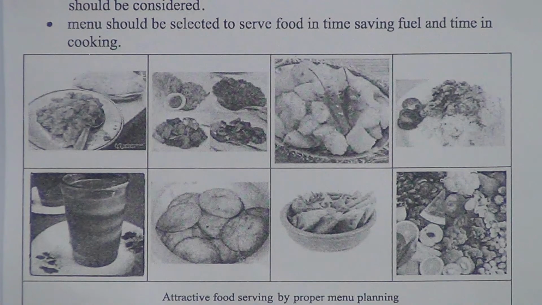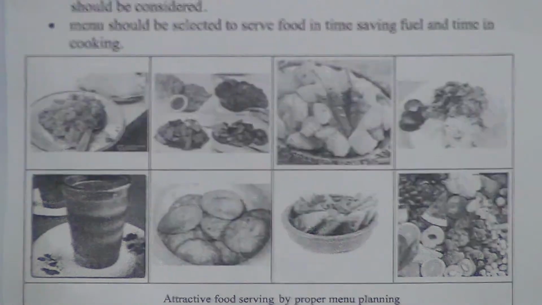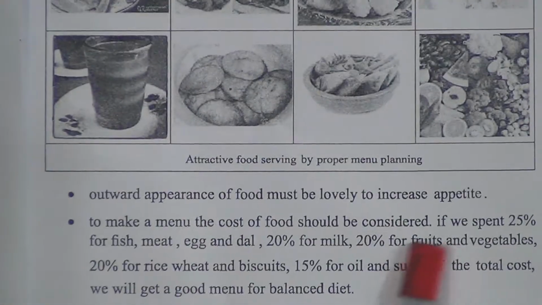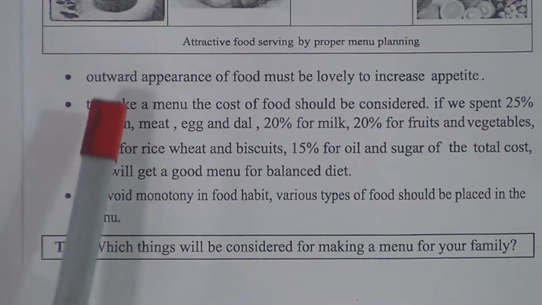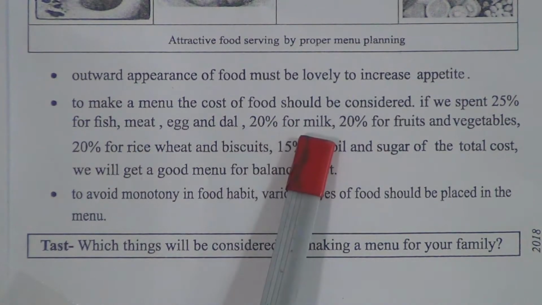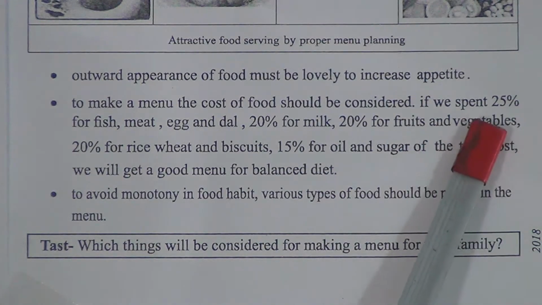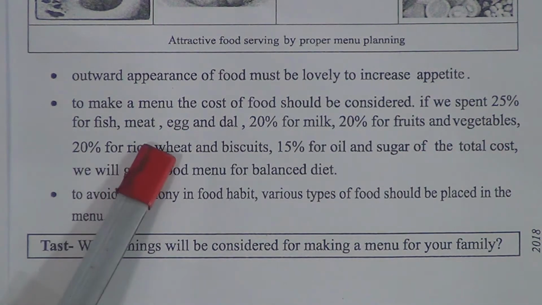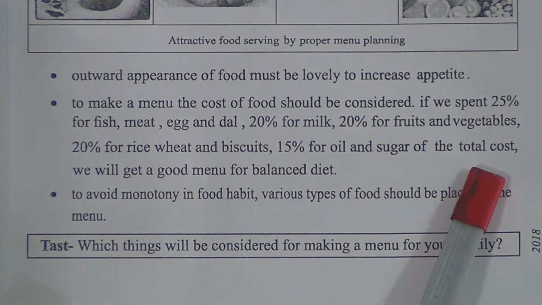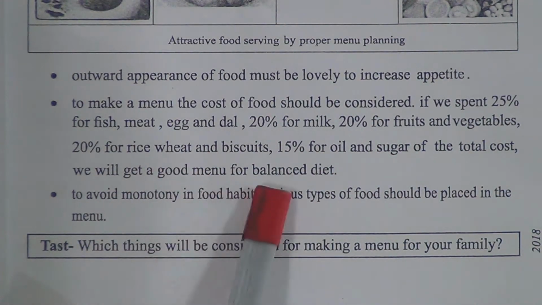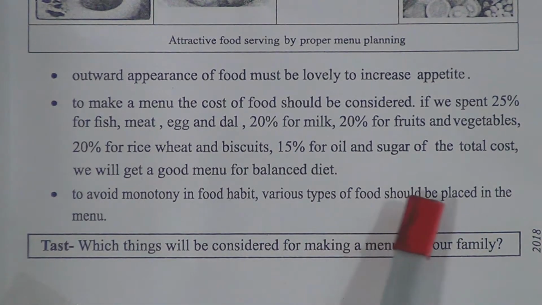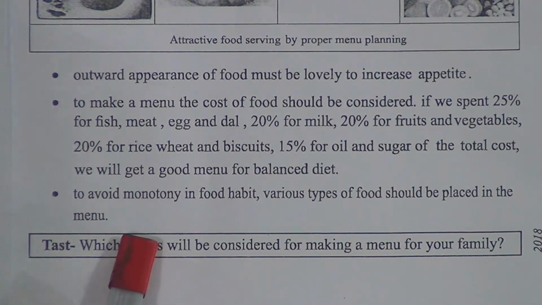Outward appearance of food must be lovely to increase appetite. To make a menu, the cost of food should be considered. If we spend 25% for fish, meat, egg and dal, 20% for milk, 20% for fruits and vegetables, 20% for rice, wheat and biscuits, and 15% for oil and sugar of the total cost, we will get a good menu for a balanced diet. To avoid monotony in food habit, various types of food should be placed in the menu.